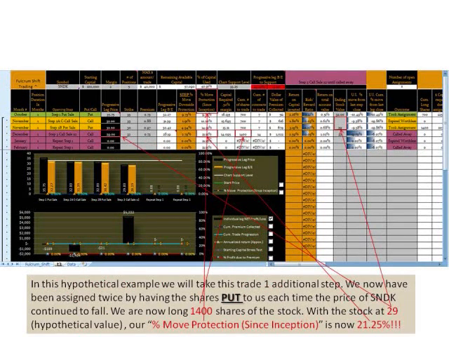In this hypothetical example, we will take this trade one additional step. We now have been assigned twice by having the shares put to us each time the price of SanDisk continued to fall. We are now long 1,400 shares of the stock, with the stock at 29, which is just a hypothetical value. Our percentage move protection since inception is now 21.25%. That's impressive.